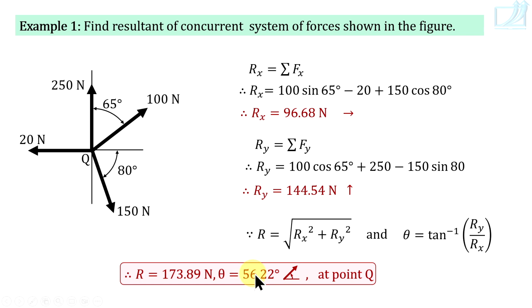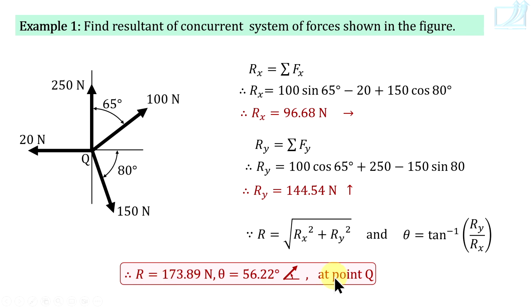And to indicate that this angle theta is with horizontal, draw a thin horizontal line here. Check here, you are asked to find a resultant. So in your answer, you should mention magnitude of the resultant. You should mention direction of the resultant. What is direction of the resultant force? It is rightwards upwards, 56.22 degrees with the horizontal. And third parameter, that is its point of application. You should mention here that the resultant is at point Q.